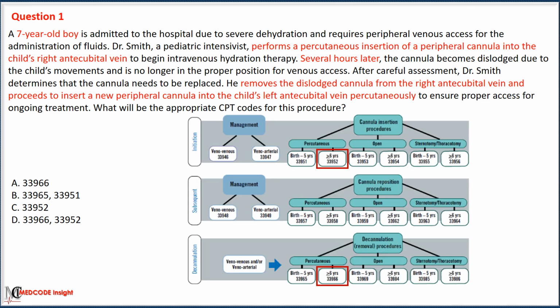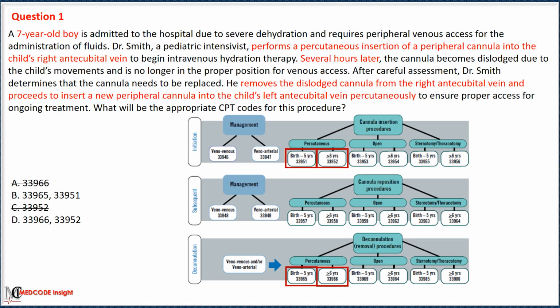We will use the ECMO or ECLS table to eliminate the options quickly. Based on the guidelines, we first eliminate option A, which only includes the removal code for the peripheral cannula, and option C, which only includes the code for the insertion of the cannula. In both remaining options B and D, we have codes for removal as well as insertion of the peripheral cannula. However, we will eliminate option B based on the patient age.